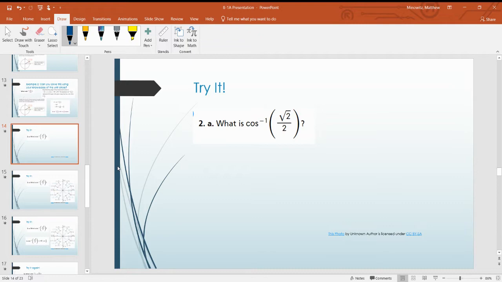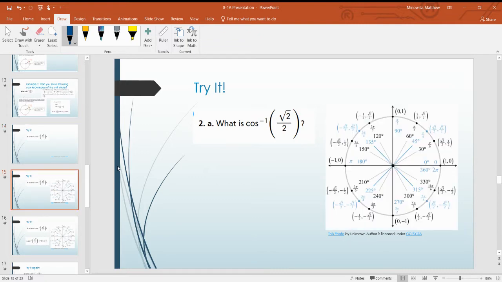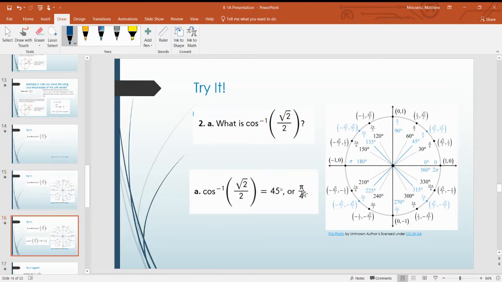Okay, so we've got to think about what part of the unit circle has an x coordinate of square root of 2 over 2. It's positive, so I know it's in the first quadrant. And 45 degrees or pi over 4 would be my answer.